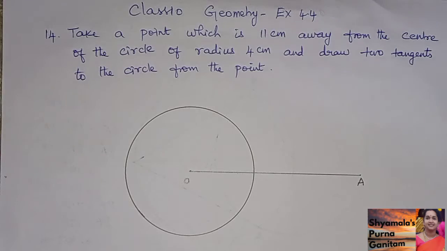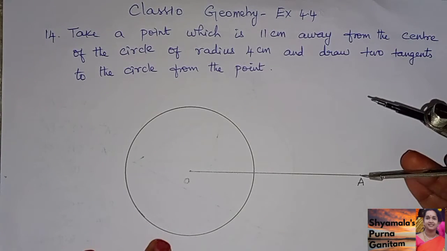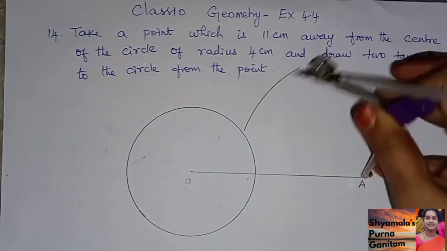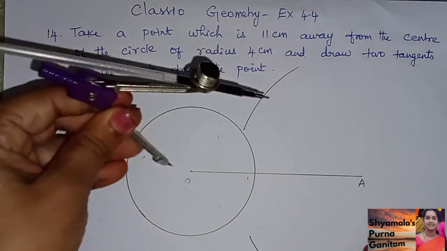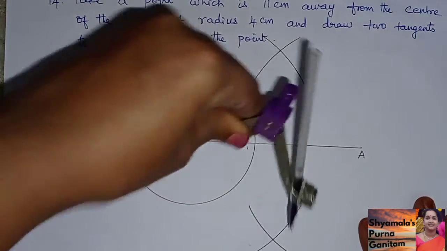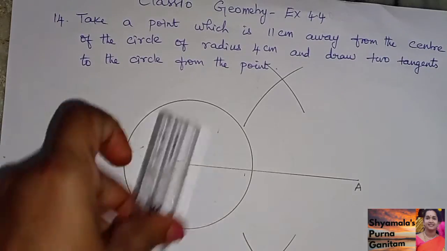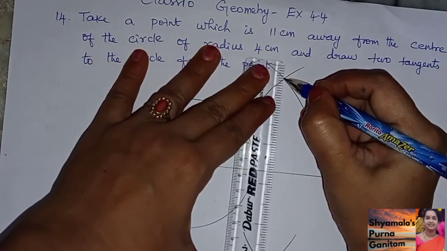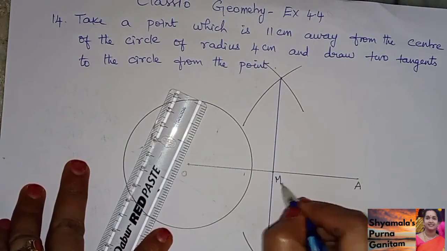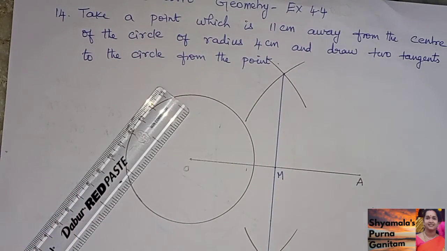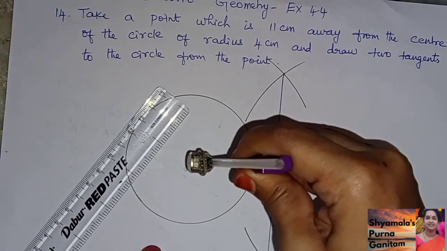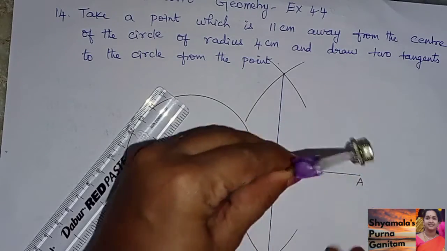So the same procedure as we did in the previous one. Draw the perpendicular bisector with more than half the length. From the other point, with the same measurement, I have to cut the previous arc. Then I join those two arcs so that I get a point M. So the measure of OM is equal to AM.